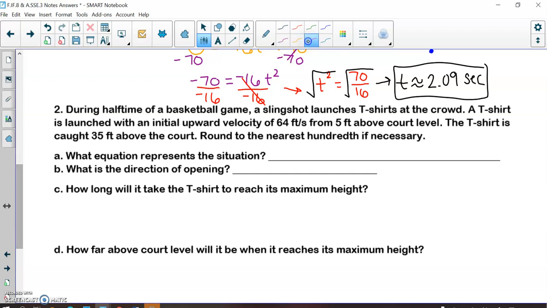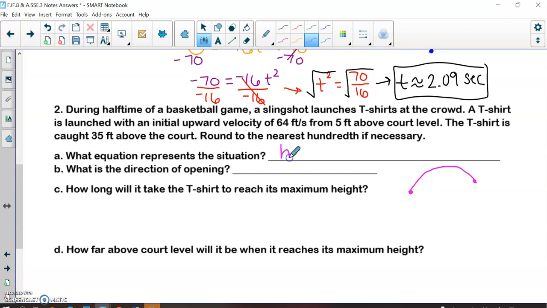So we are launching this t-shirt into the crowd with an initial upward velocity. This means that this is the vertical motion model. So actually what's going to happen here is we're going to have the t-shirt being slung shot up into the crowd, and then it's going to come back down and be caught. So this is a parabola shape that we're dealing with.